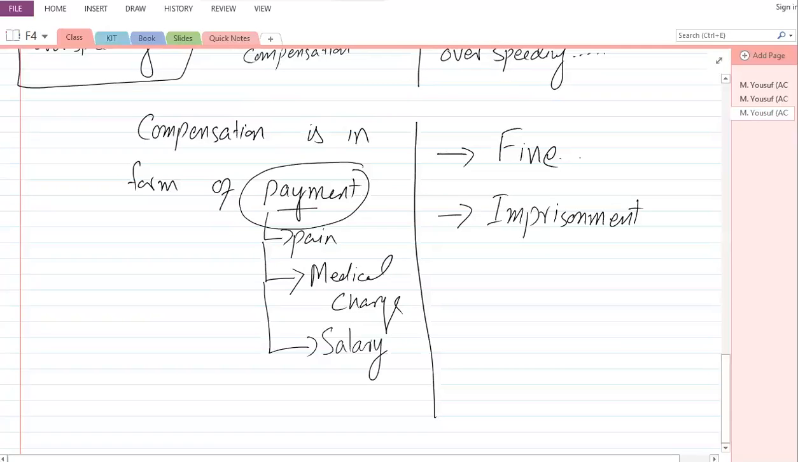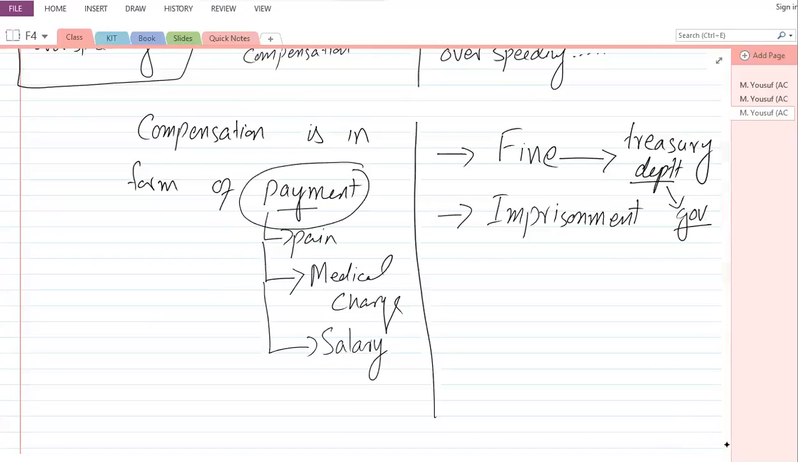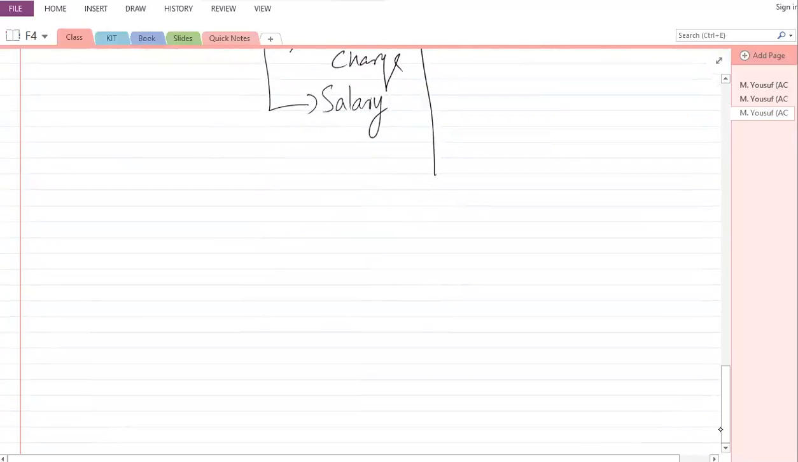So the fine is paid to the Treasury Department of the government. It is collected by the government because that person violated the rules of the government. So this is the difference.